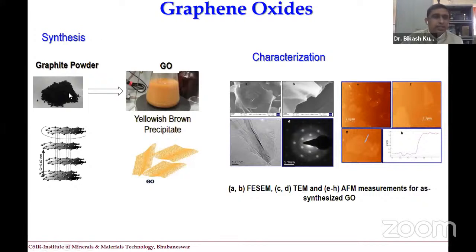And you can see the graphite powder is black in color. When the graphene oxide is synthesized, the color turns to yellowish brown. Then after successful synthesis, we did the characterization. We have done SEM, scanning electron microscope, TEM, and also atomic force microscope. We understand how much thickness of this graphene oxide is produced. We have observed that around 1 to 3 nanometer graphene oxide can be easily synthesized by these methods.